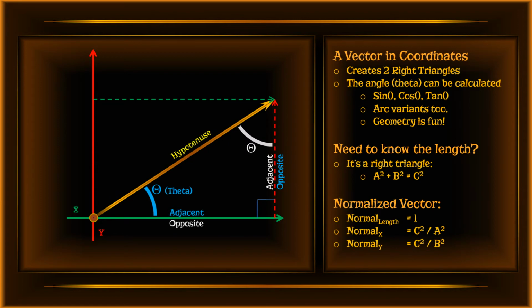So because we have right triangles, we get the benefit of being able to use all the basic cosine, tangent, and sine laws in order to determine what particular angles are or the length of particular sides if we only have an angle. And we also get to use a squared plus b squared equals c squared, which is the overall length of the vector.